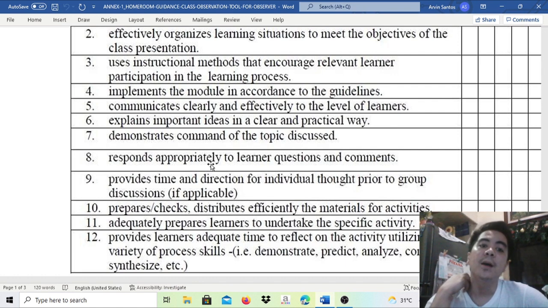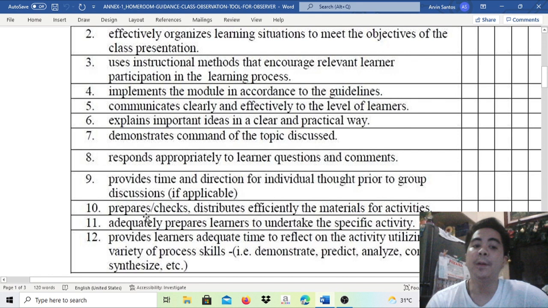Number 9, provide time and direction for individual through prior to group discussions. So, kasi ngayon, medyo impossible ang group discussion. But when you facilitate a synchronous online class, it can be provided. So, pwede yun. So, pwede kayo doon magkaroon ng mga other group activities. So, pwede po yun doon.